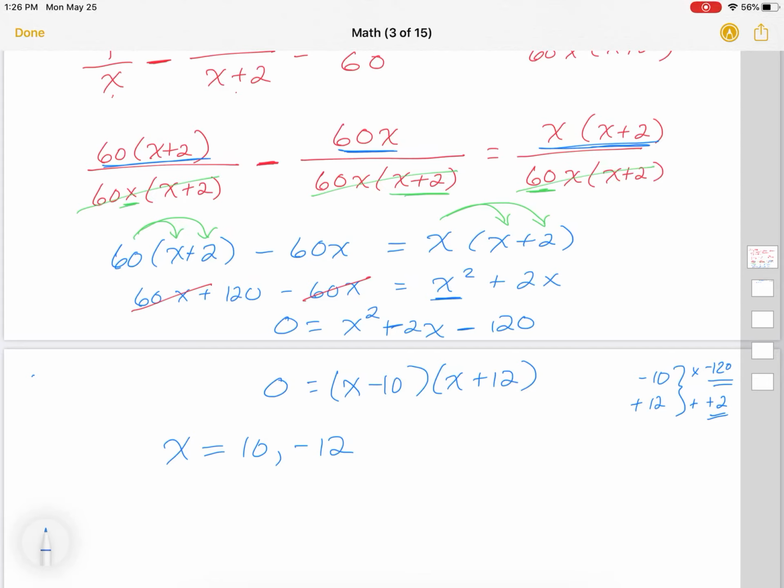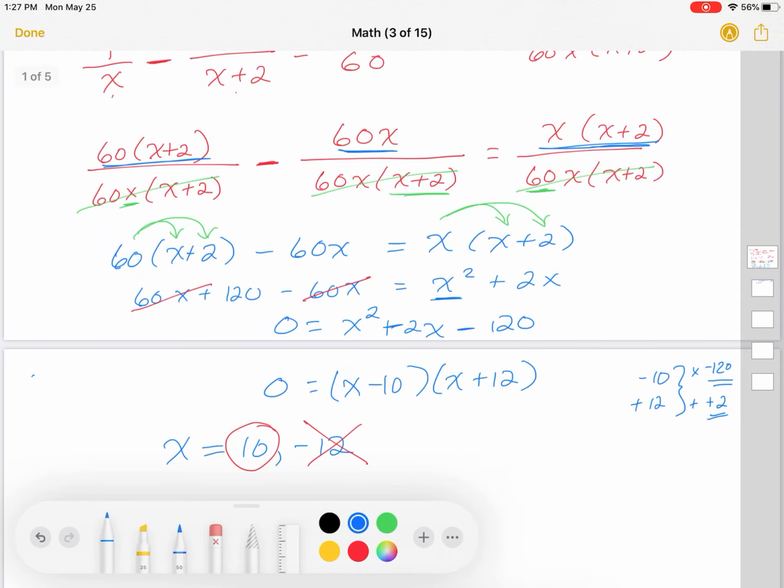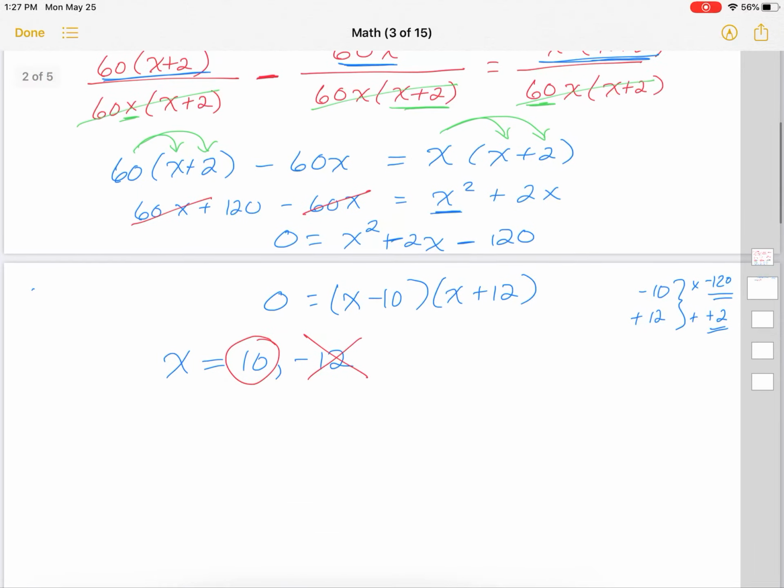Well, because I want whole numbers, I'm going to disregard the negative, and I'm going to just use x is equal to 10. So if x equals 10, then that means for my two numbers, the first number was 10, x plus 2 therefore would be 12. So my two numbers would be 10 and 12.